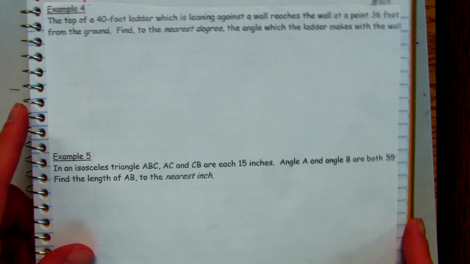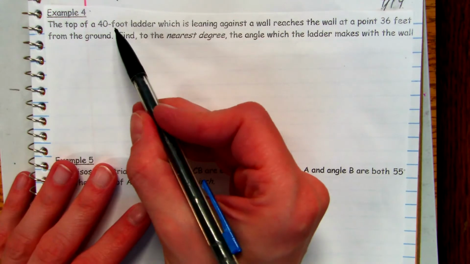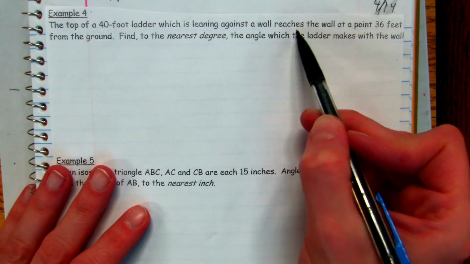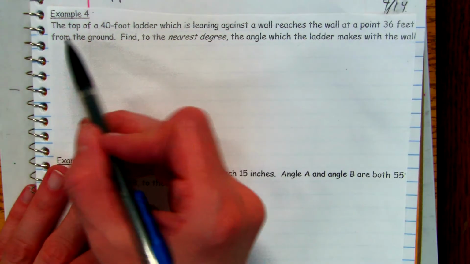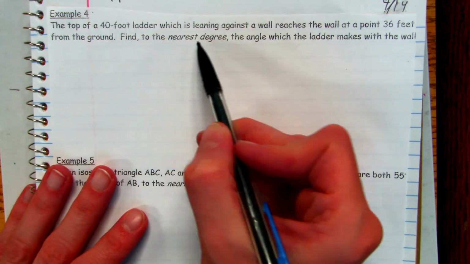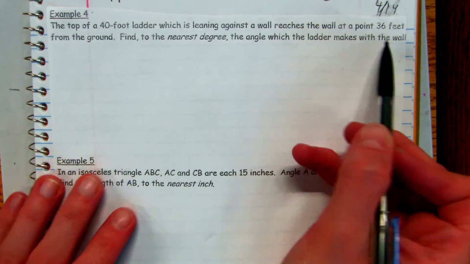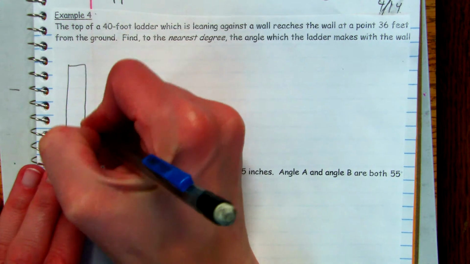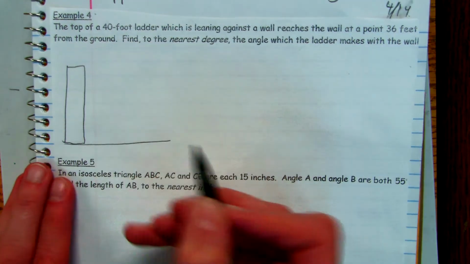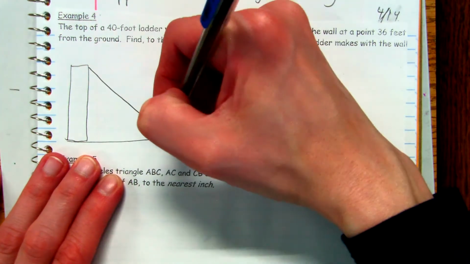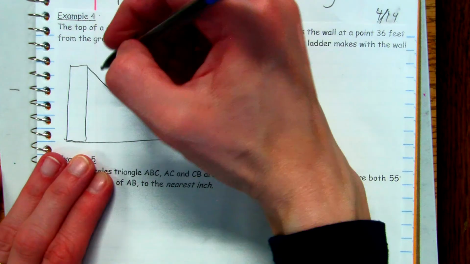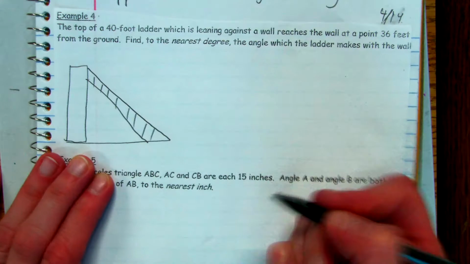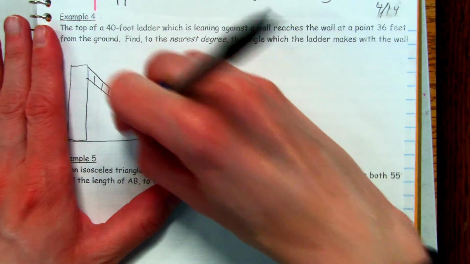All right, it says the top of a 40-foot ladder, which is leaning against a wall, reaches the wall at a point 36 feet from the ground. Find to the nearest degree the angle which the ladder makes with the wall. So I'm going to draw a nice building. There's my nice building. Here's the ground. Okay, and our ladder is leaning against the building. So this is my ladder. If you want to actually make it look like a ladder, you could get creative here. It's definitely a great picture I just drew. I'm going to fix it just a little bit.